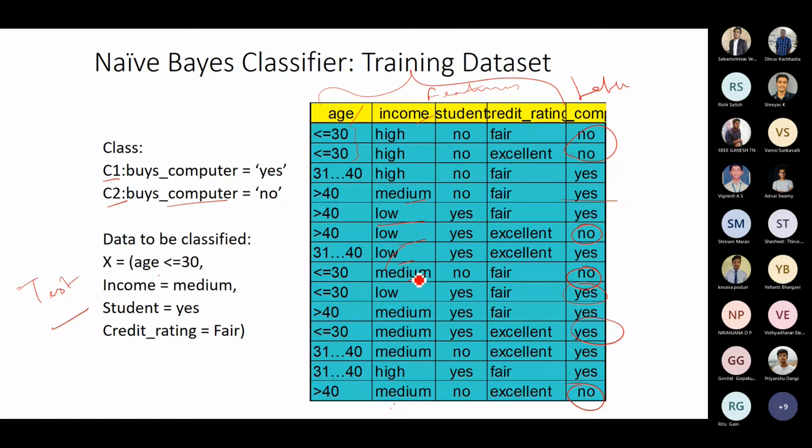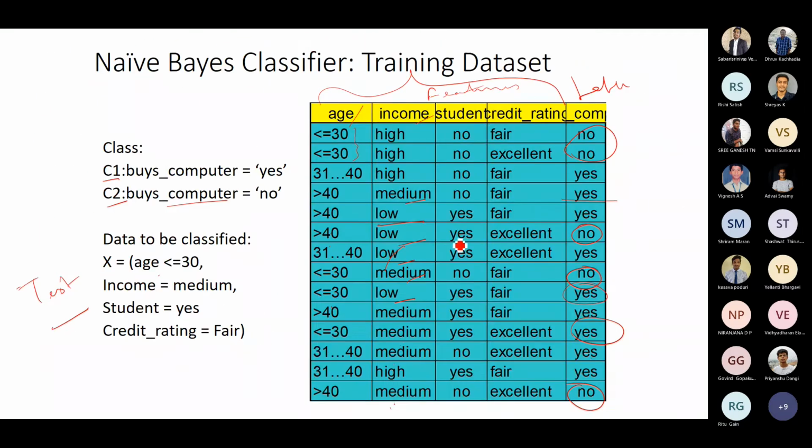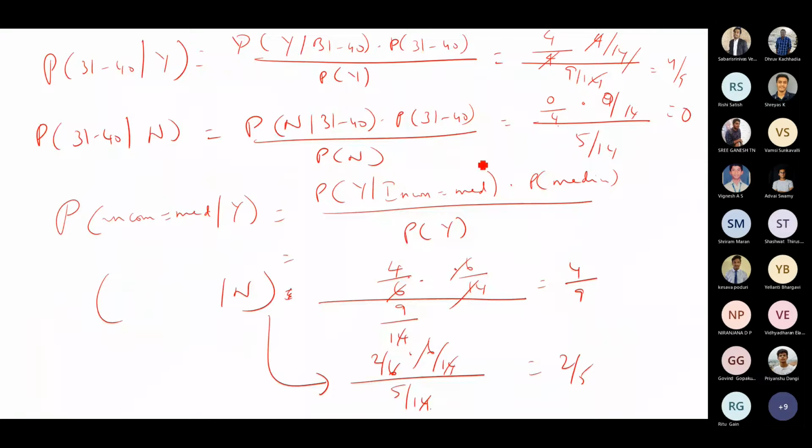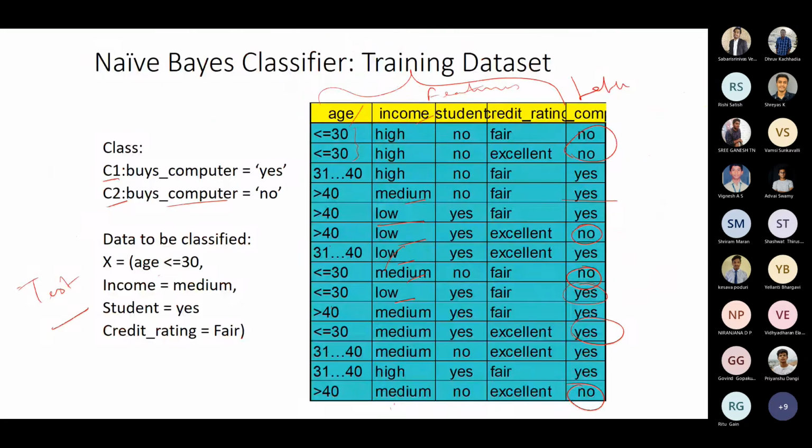So here income equal to low: 1, 2, 3, 4. 4 scenarios of income equal to low. So that probability is 4 by 14. And out of this 4, how many yes are there? 1 yes, 2 yes, and 3 yes. So 3 by 4, and here it is 1 by 4. If you calculate this, this will be 3 by 9 and this will be 1 by 5. So like that you can compute for all individual probabilities.